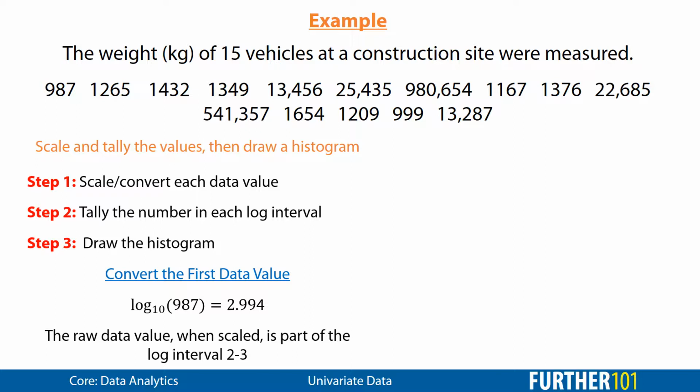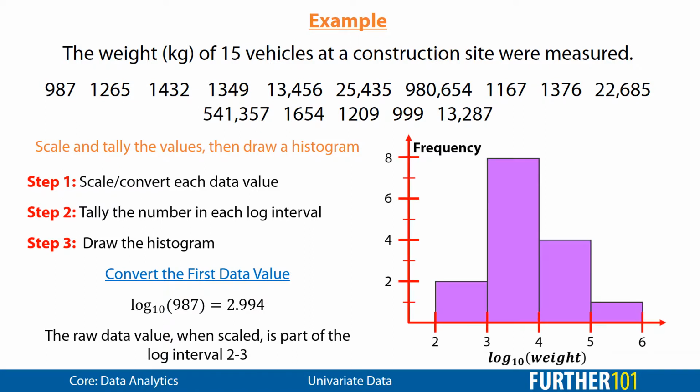So if we repeat this process for all data values, and create a tally of how many data values are within each log interval, we can draw a histogram that looks something like this. Notice that the x-axis label has the word log inside of it. If you ever see this word on an axis of a histogram, you know that the x-axis has a logarithm scale applied to it. You should also write your x-axis label like this if you're drawing a histogram for log-scale data.